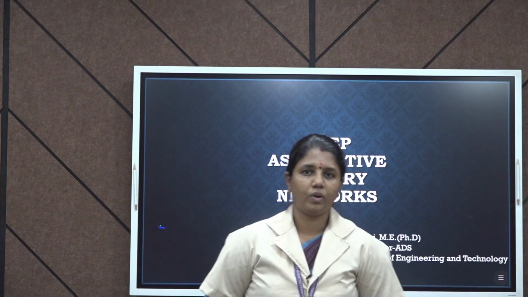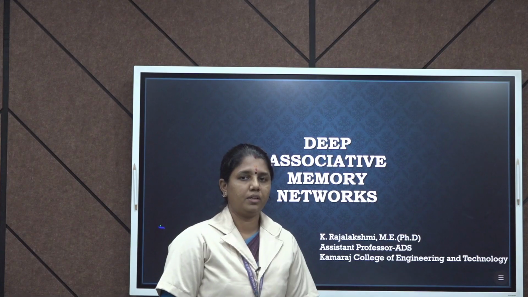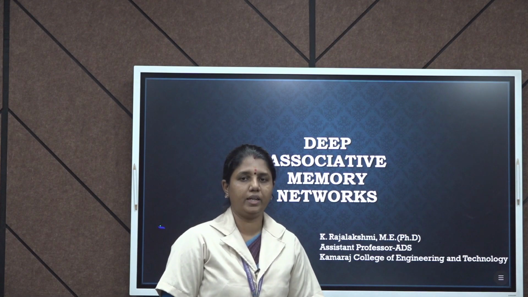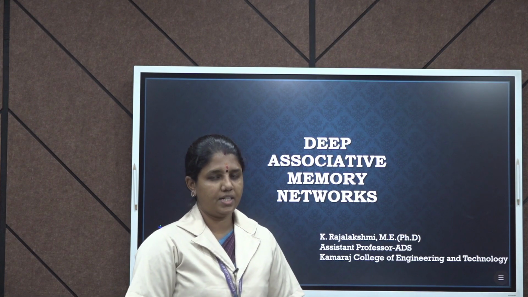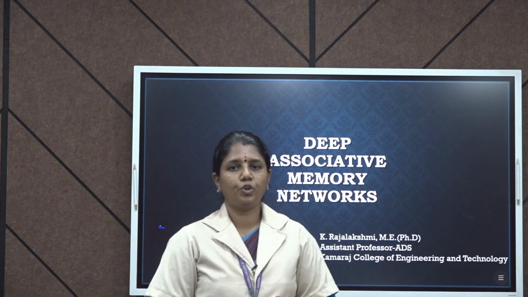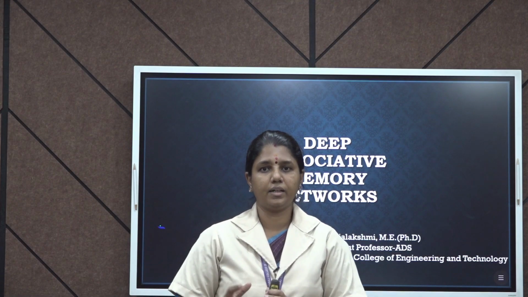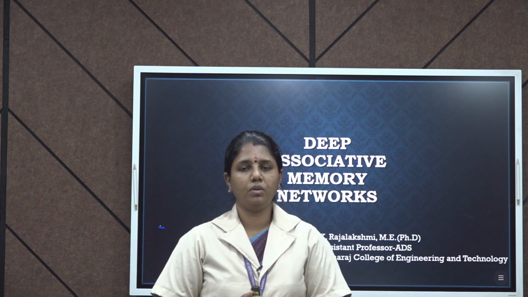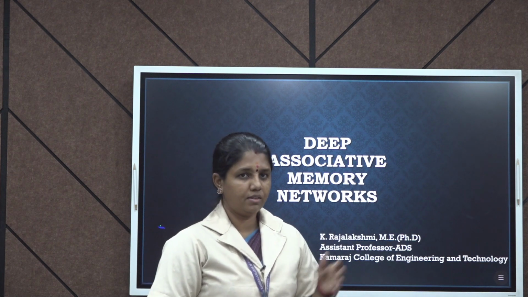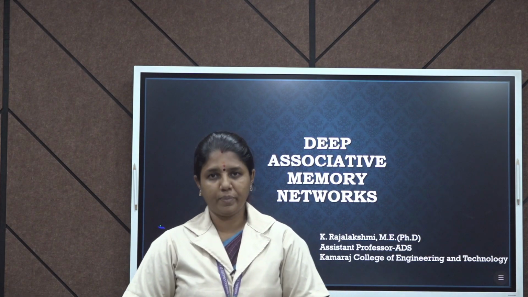I am going to take a topic on deep associative memory network, which comes under deep learning, which is nothing but a combination of a neural network in artificial intelligence. It will be carried out like a human brain. The human brain can identify some product by its content, not by the memory space. Like that, we train this neural network like a human brain, so that it identifies using content, not by the memory space.